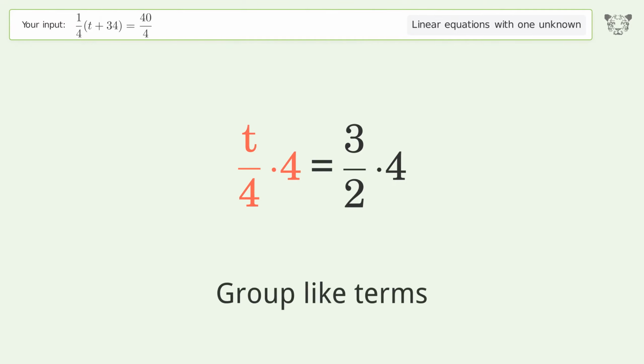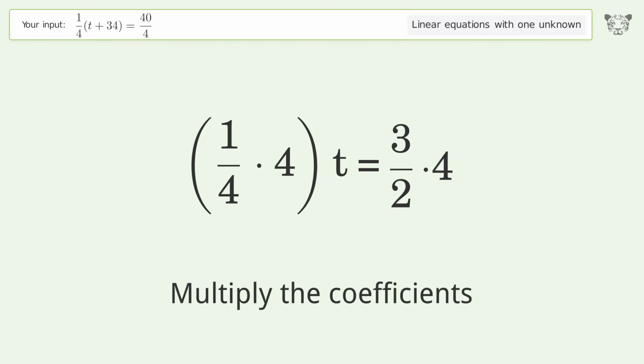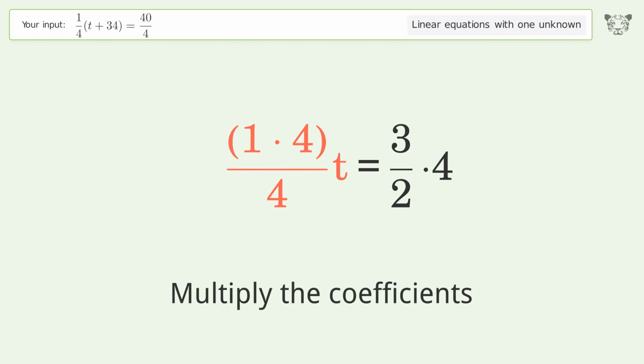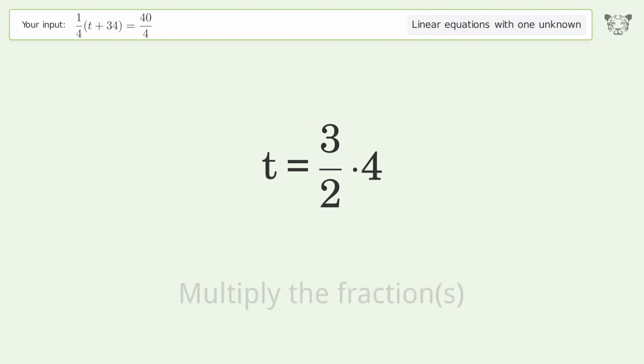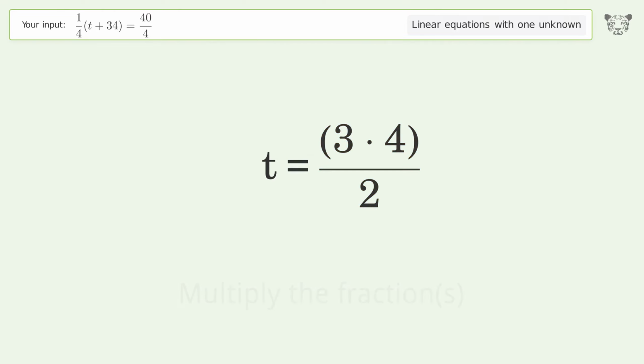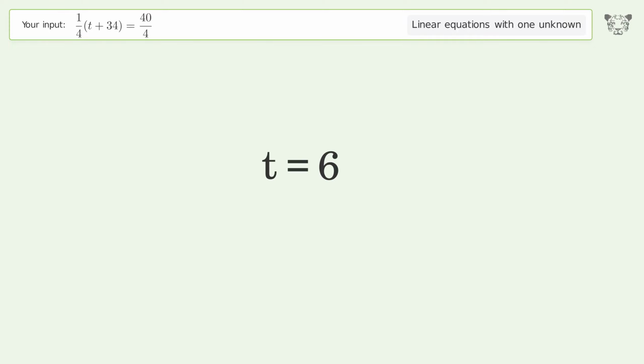Group like terms. Multiply the coefficients. Simplify the fraction. Multiply the fractions. Simplify the arithmetic. And so the final result is t equals 6.